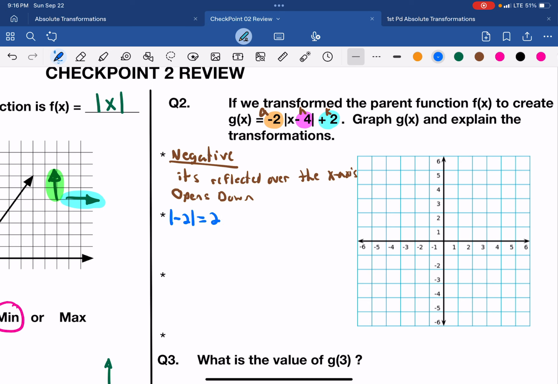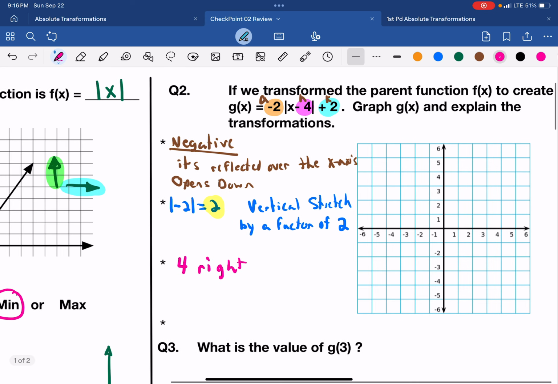is equal to 2. Now remember, if it's bigger than 1, it's a vertical stretch by a factor of, well, the absolute value of negative 2 was 2, so that's exactly what we're going to put, factor of 2. Our h was negative 4, so guess what? Negative 4 we think left, but it actually goes to the right. And then 2. 2 where? 2 up.